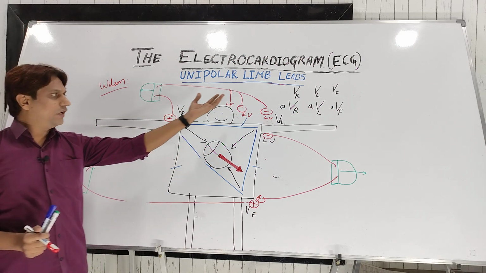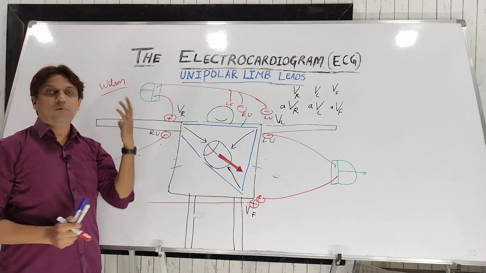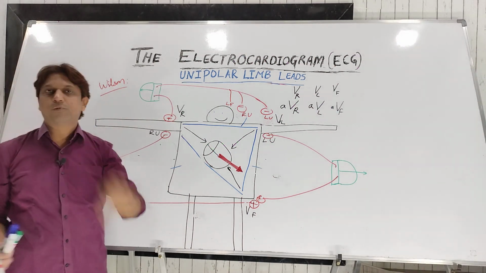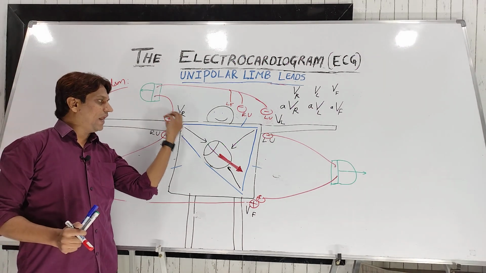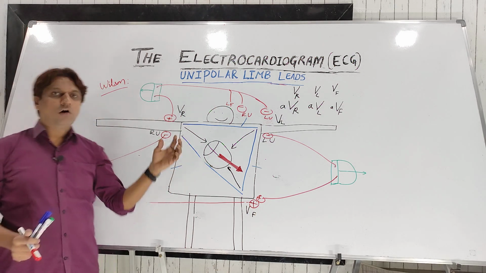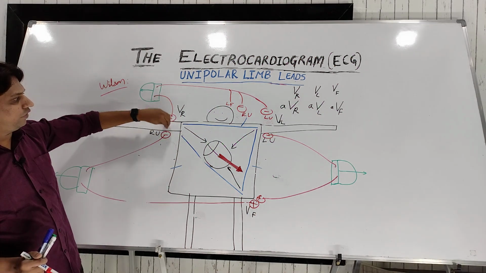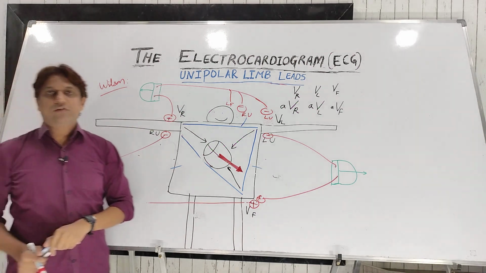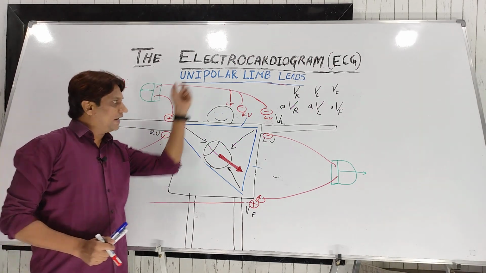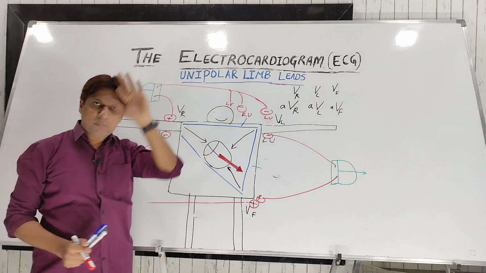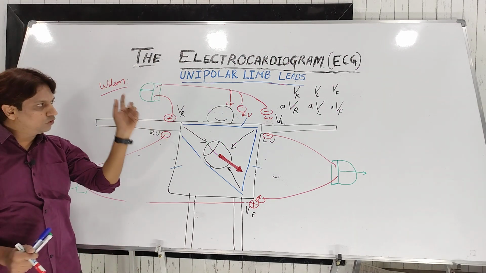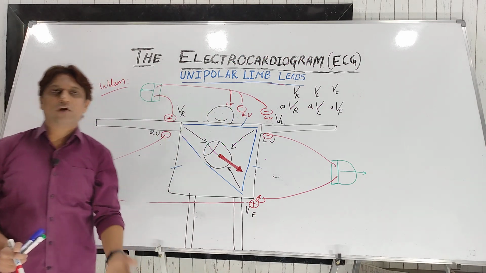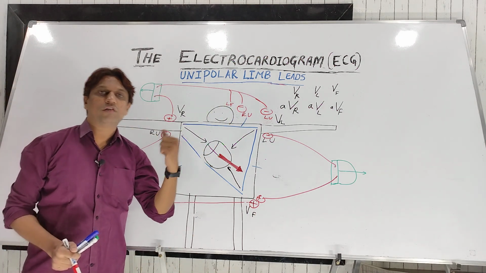One indifferent electrode and one exploring electrode. The positive electrode that is kept is known as the exploring electrode, which records the electrical activity at the point on the body surface where the electrode is placed. The other electrode, which was the negative in the bipolar limb lead system, is converted in the unipolar system into an indifferent electrode, also known as a null electrode or zero electrode.